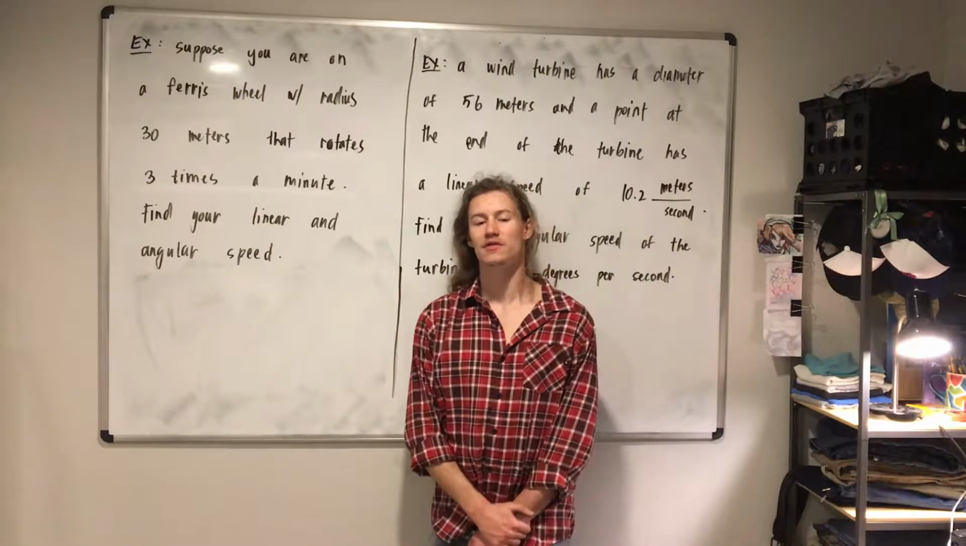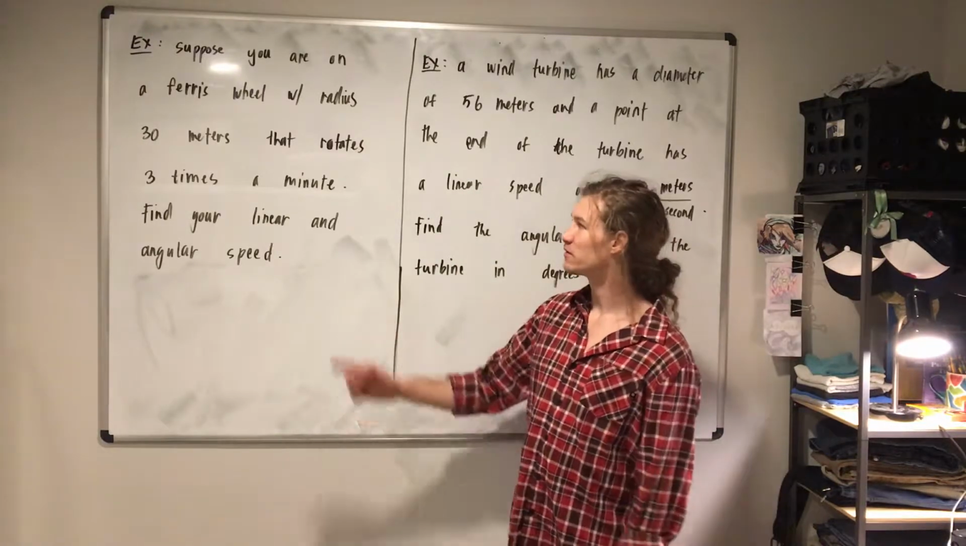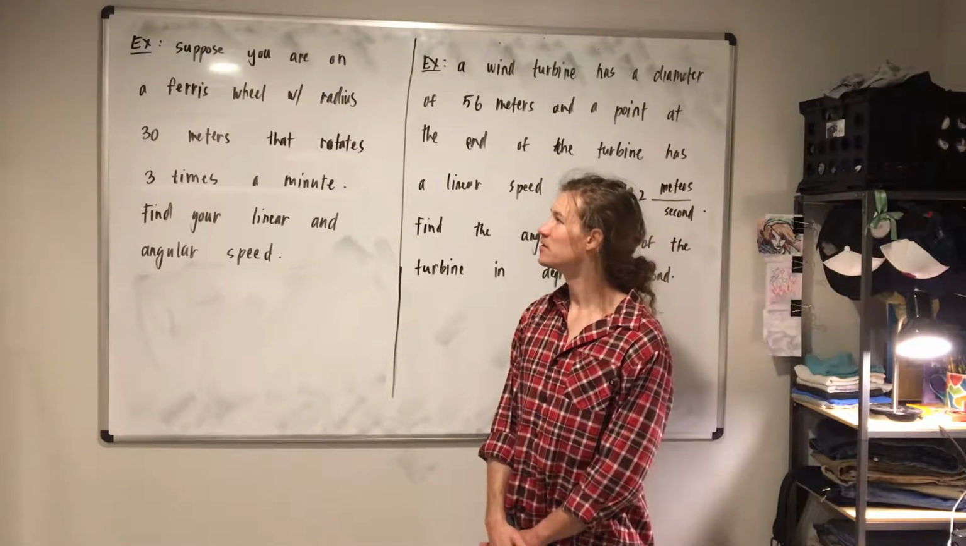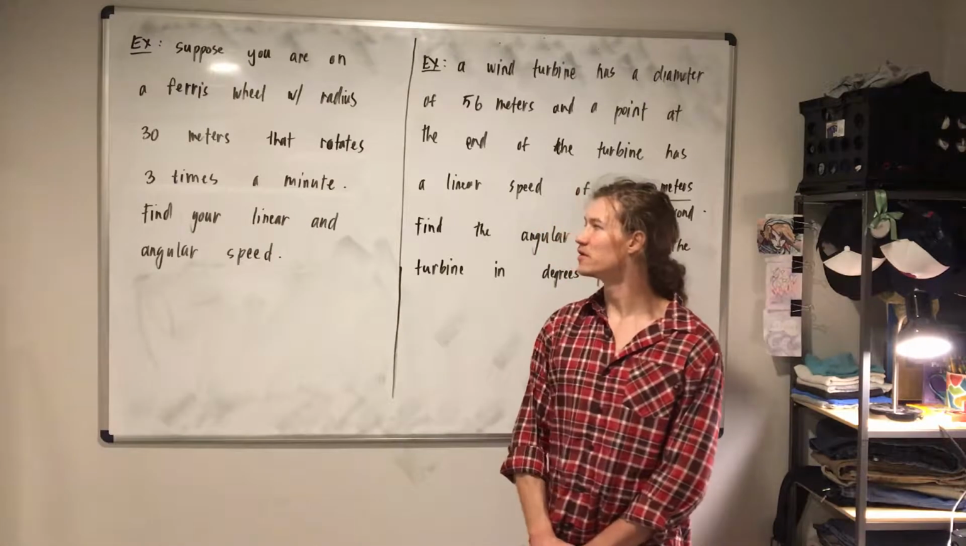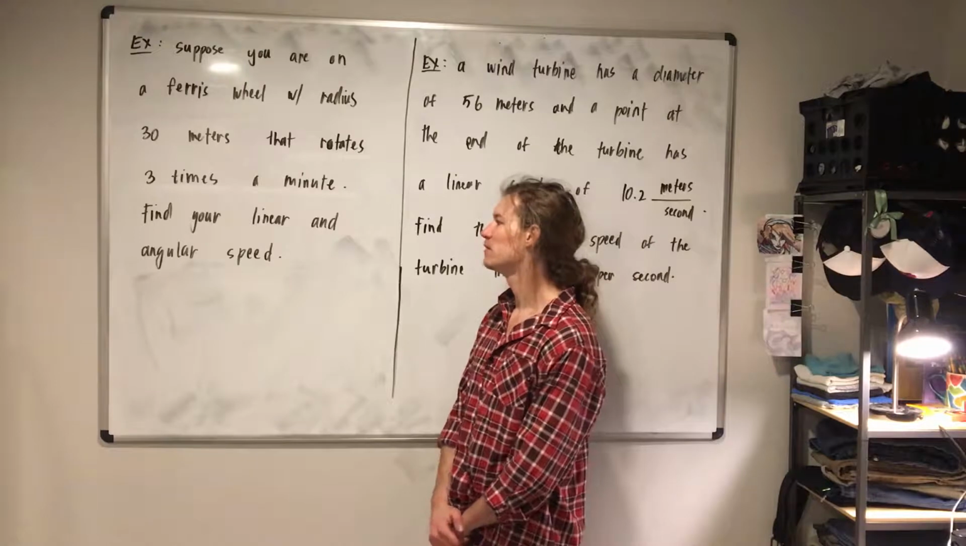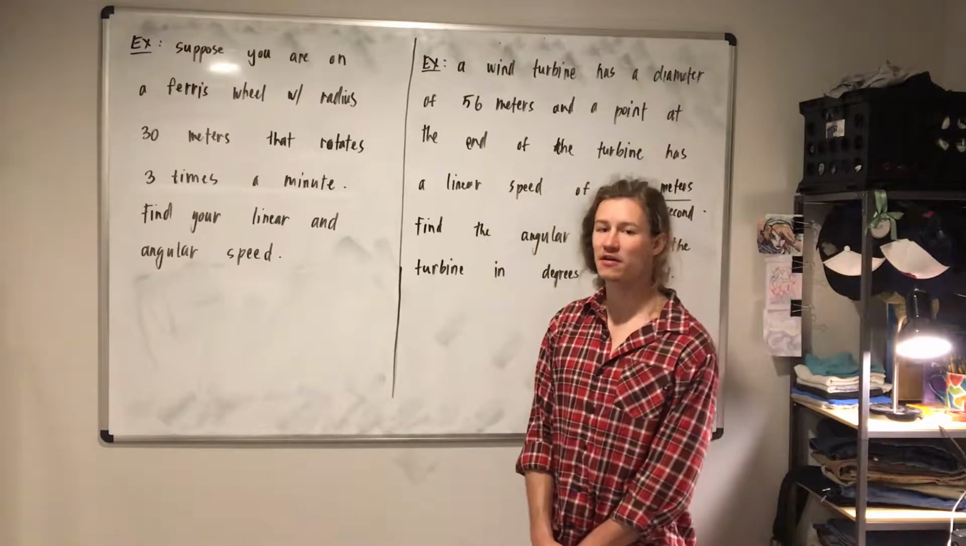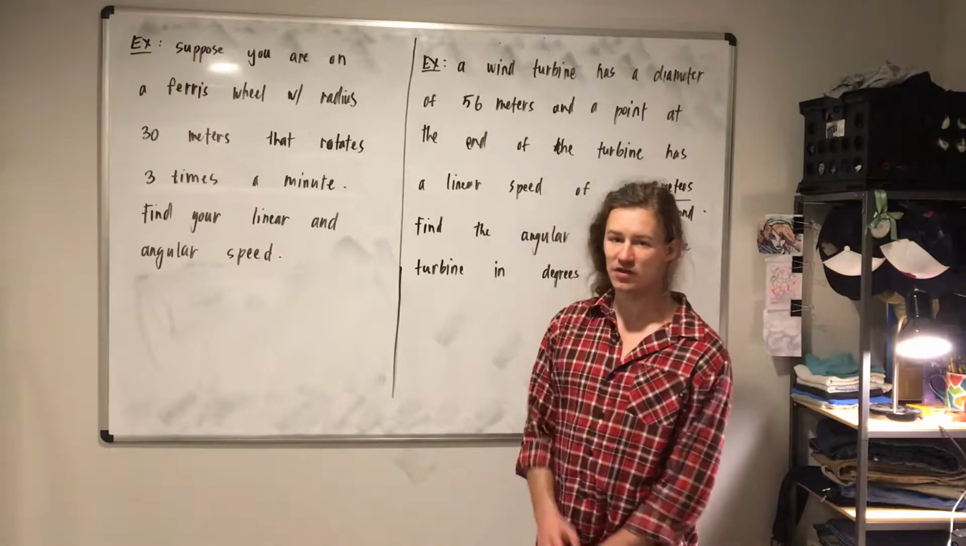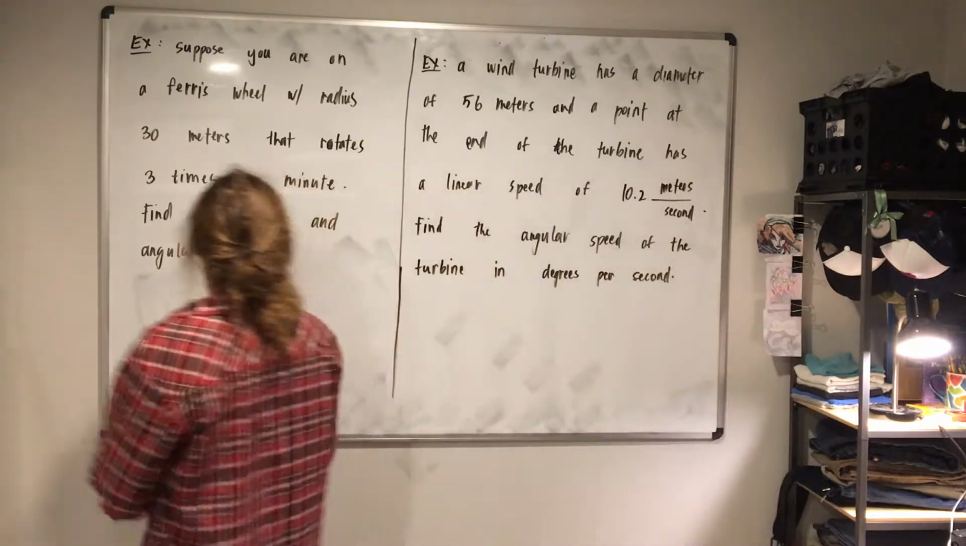Let's take a look at the solutions to the questions behind me, starting with this one where we are considering ourselves on a Ferris wheel with radius 30 meters, rotating 3 times a minute. We want to find our linear speed and our angular speed. We need to recall definitions for linear and angular speed. Why don't we write those up first?